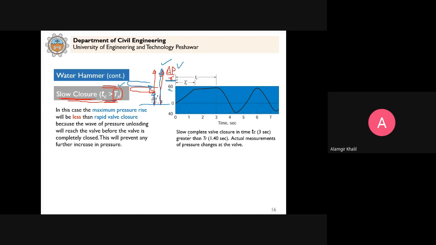This is the slow closure. So it is desirable. This is what we want, to keep the pressure low. So that's why here you can see that the time of closure is more than the return time for the pressure wave.